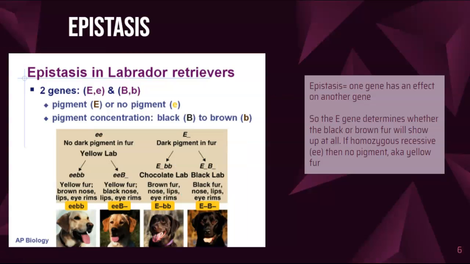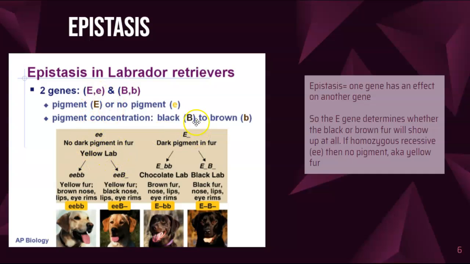There's another thing called epistasis. And epistasis is where one gene has an effect on the other. And so one place that you can see this is in dogs, in Labradors, okay? And so they've got two genes that control their coloring, and they're going to be shown by E's and B's. So the E is going to determine if there's any pigment at all in their coat. So if they have a little E, there's going to be no pigment, and that means boop, you're a yellow lab, because yellow is no pigment in dogs.